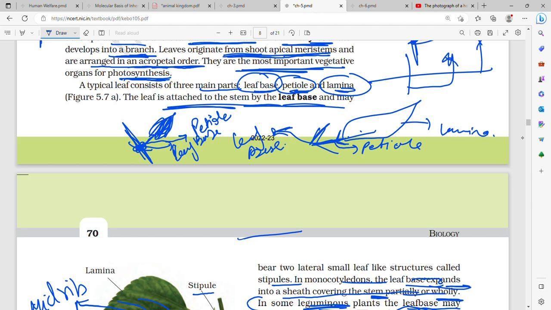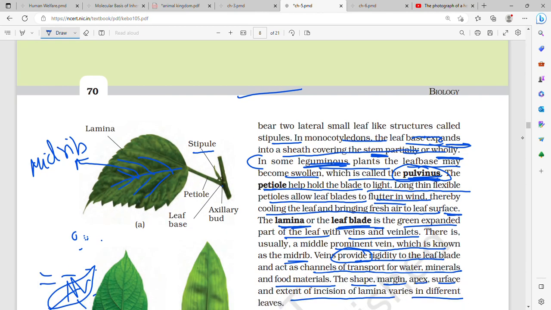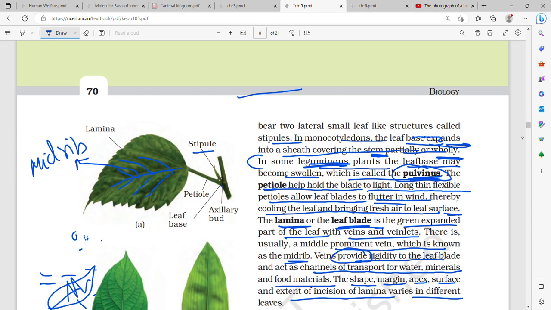So the place where the leaf is attached to the stem is called the leaf base, and this leaf base may bear two lateral small leaf-like structures called stipules. So this is the leaf, this is the stem, this is the leaf base, and this leaf base may have two small leaf-like structures, and these are called stipules.